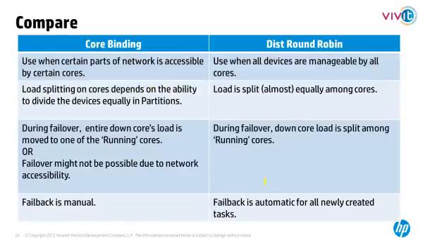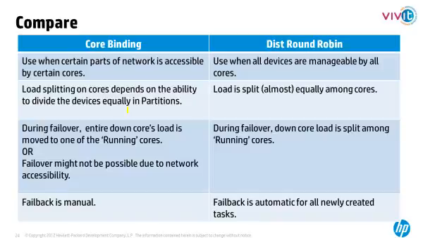Now, we talked about core binding and the distributed Roundrobin, but which one do I want to go with? How do I compare these two topologies? This slide is about comparing the topologies. The first one, as we already talked about, we go for core binding when certain parts of the network are accessible to certain cores only. And when we have all the devices accessible to all cores, we go for the distributed Roundrobin.